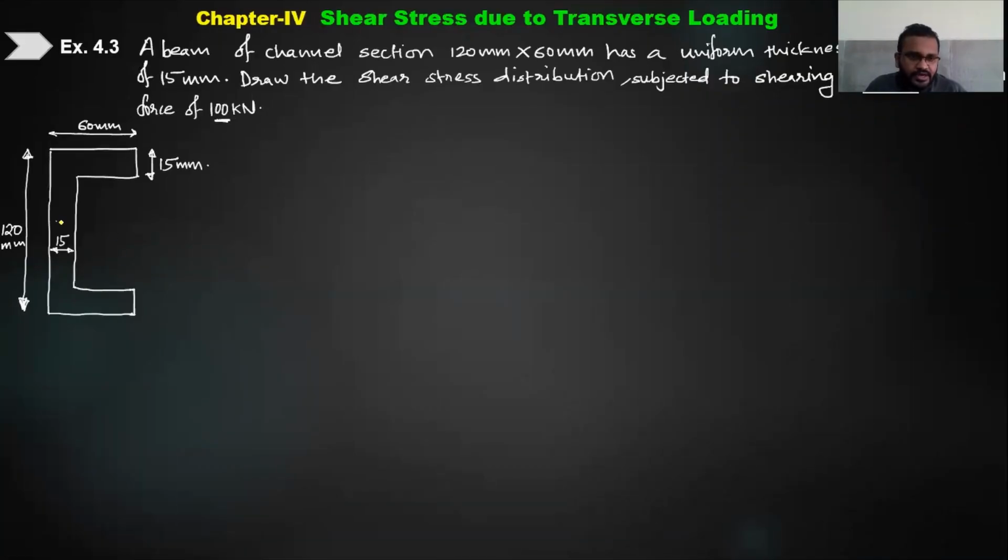Where the centroid will be? Centroid will be somewhere at the middle at a distance of 60 from base as well as top. So let us draw the neutral axis passing through centroid. So this is our neutral axis. Now once you know the neutral axis, at which layers, at which sections do I need to find out the shear stress? That is very important, as I told you. First we will find it at the neutral layer, so that is the maximum.